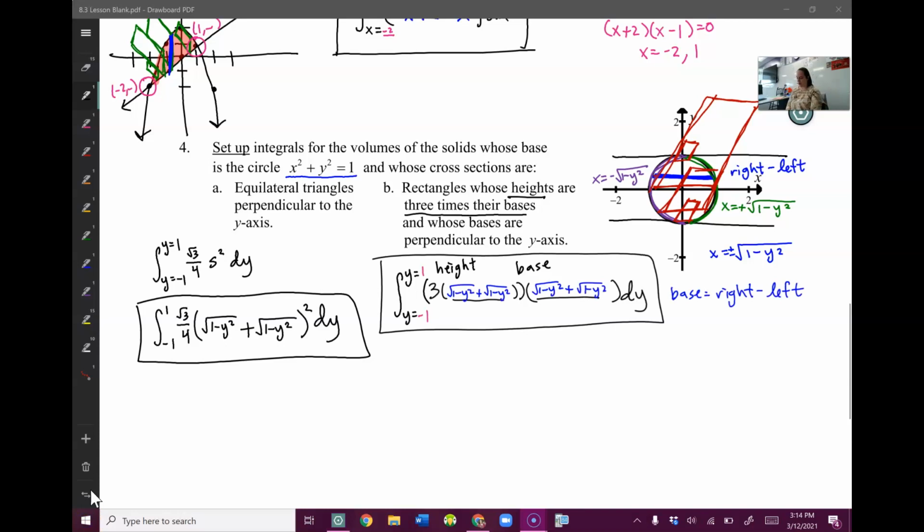Okay, here's our integral. The base is going to be the right minus the left. So here's my base, right minus the negative left makes it a positive. And the height is 3 times that base. My limits are from -1 to +1. And that's it for volumes of solids with known cross sections.